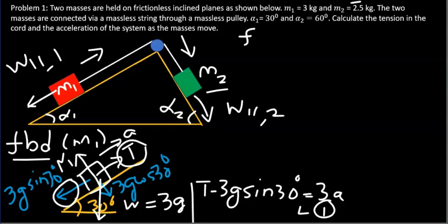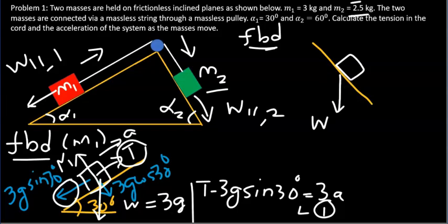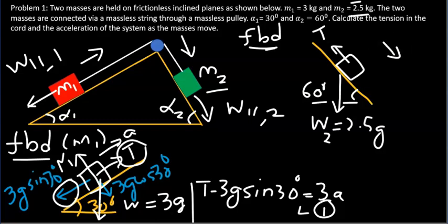Now let's look at the free body diagram for mass 2. Now as you can see, mass 2 is in that plane. So what are the forces acting on this mass 2? As before, there is its weight. Since the mass is 2.5 kilograms, the weight of this mass 2 is 2.5 g. Now there is this inclination angle of 60 degrees that we need to pay attention to. Other than that, we also have the tension from the cord. The acceleration is obviously that way.